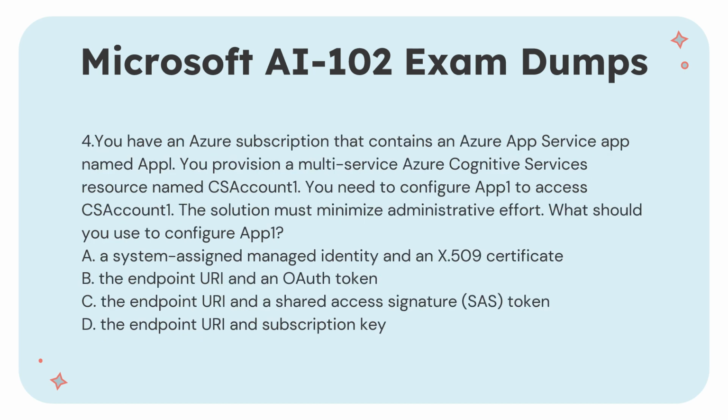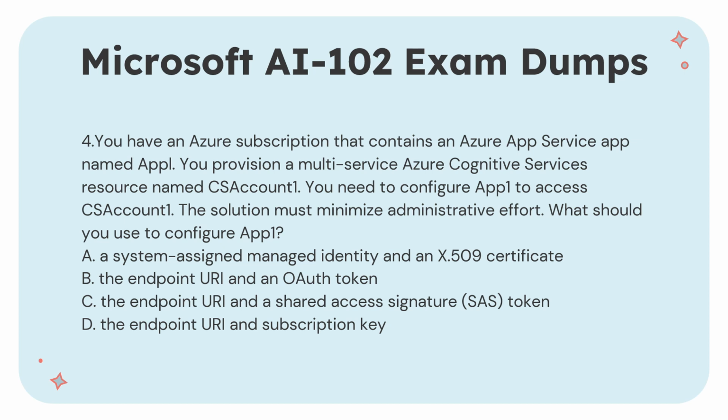4. You have an Azure subscription that contains an Azure App Service app named App 1. You provision a multi-service Azure Cognitive Services resource named CS Account 1. You need to configure App 1 to access CS Account 1. The solution must minimize administrative effort. What should you use to configure App 1?